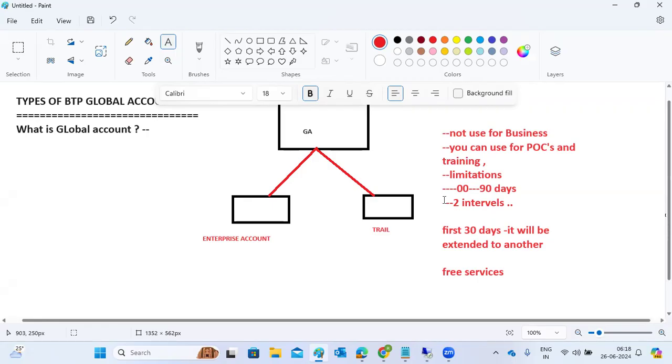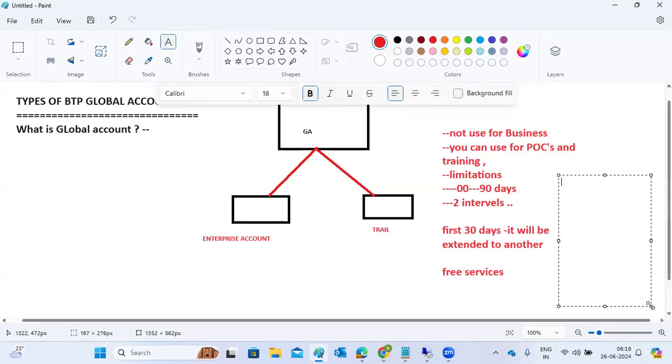In the trial account, we have some limitations with respect to the spaces and with respect to the quotas. Why? Because it's a cloud. If you are using the cloud account here, each and everything will be costly.